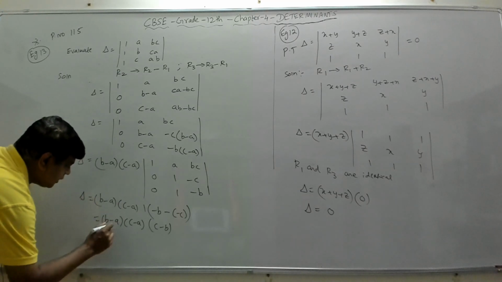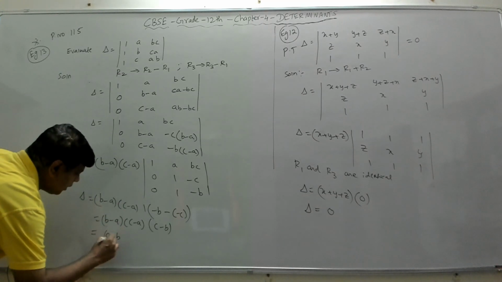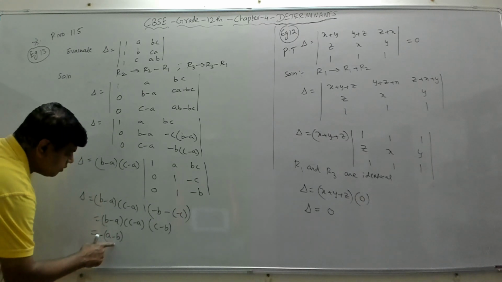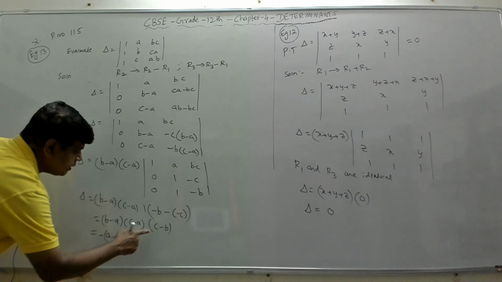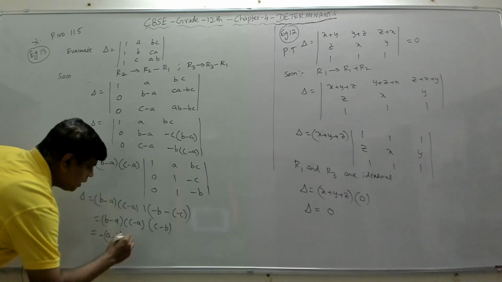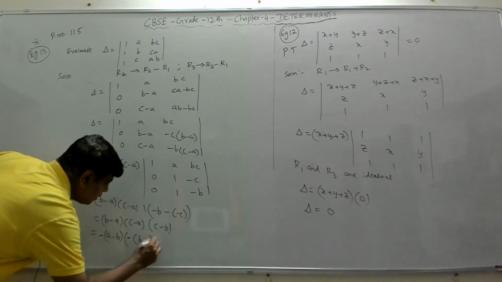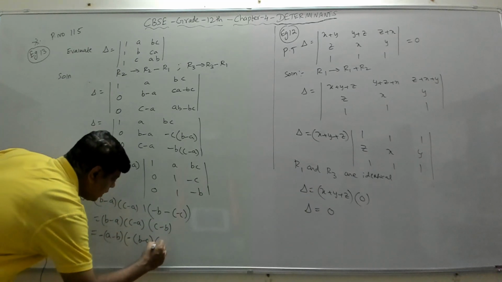So this is b minus a, I will write it as a minus b. If I write it as a minus b, I will have 1 minus. B minus a can be written as minus of a minus b. Then b minus c, is there? No. We have c minus b. I will write this also with one more minus, I'll write this as b minus c. And this is c minus a, I'm writing as it is.